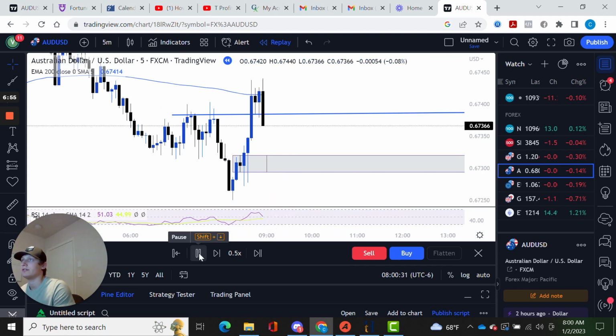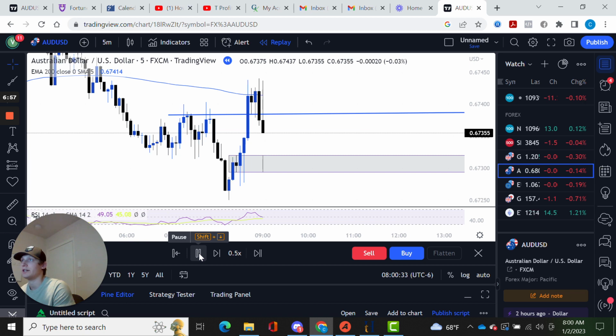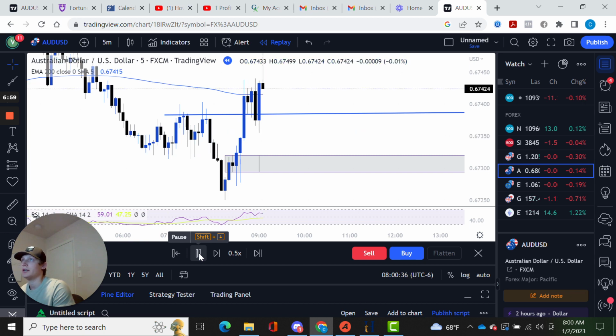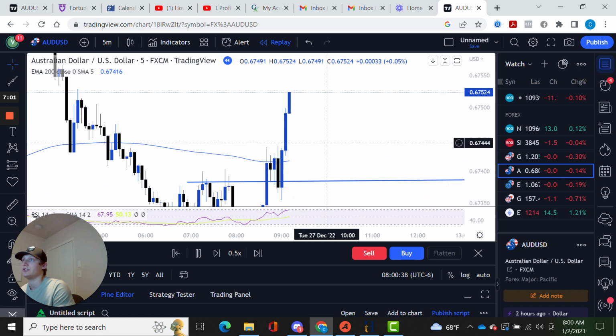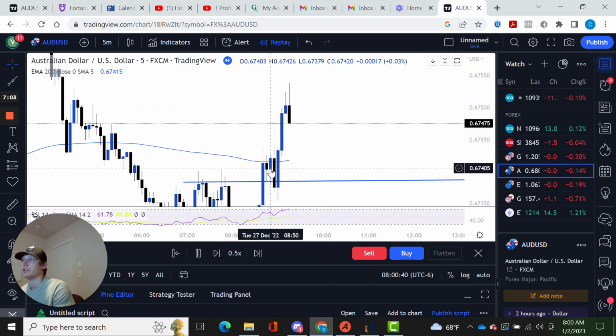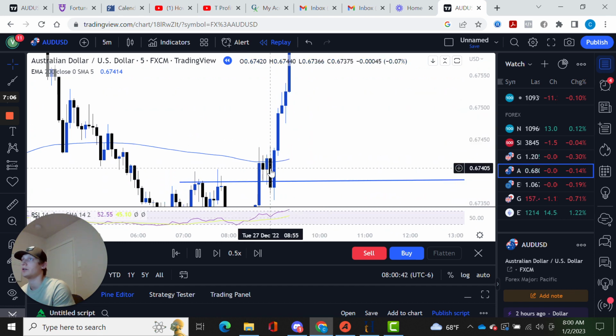Let's see if it comes down to this demand zone. If it does, I think that'd be a good price. It might not come back. Let's see. Yep, it just took off. But there's another demand zone created here. Let's see if it comes back to that one.